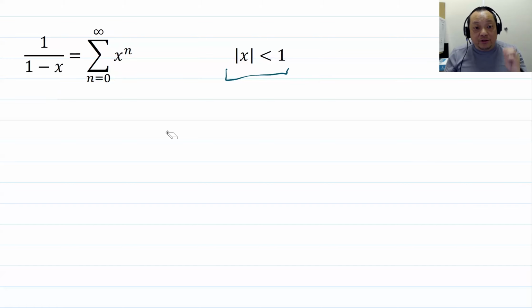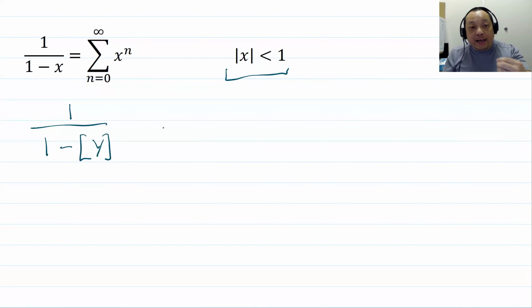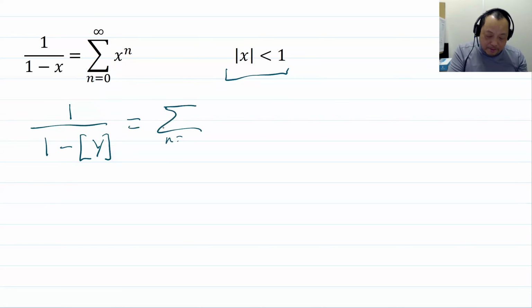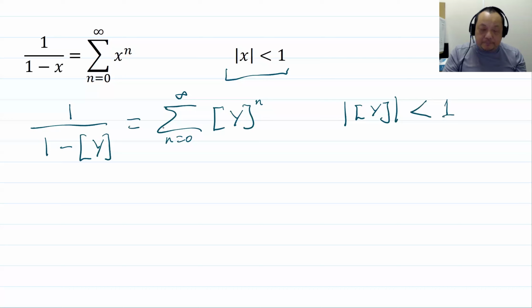So the key to this, the trick to this, is if you have some other function, but you can write it in the form 1 over 1 minus some quantity y, then you can apply this geometric series and write it as the sum of that quantity y to the power n for n from 0 to infinity. And you also know what the interval of convergence is. The interval of convergence is that the absolute value of that quantity y is less than 1. As soon as you can write your function in this form, everything else follows.